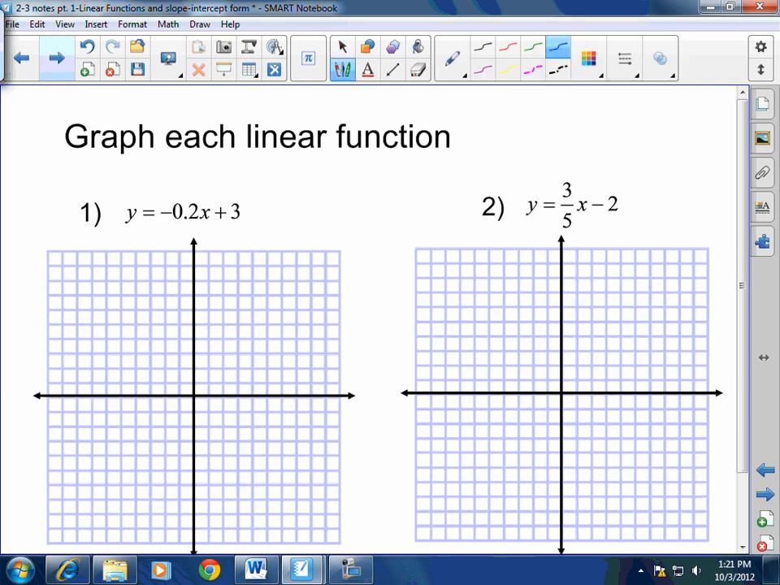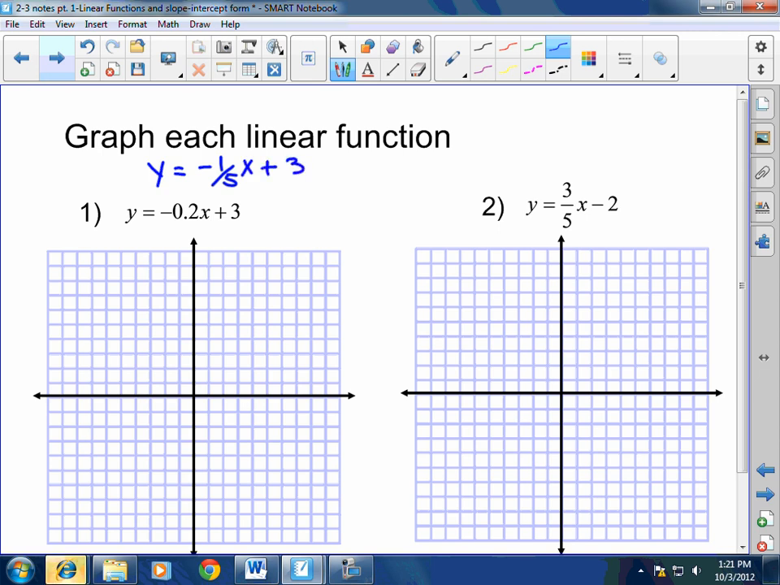Okay, now in this case, this is quite funny. You have negative 0.2. Can I work with 0.2 as a slope? No, how would you get a rise or a run with that? What can I convert that to? So what would the fraction be? Negative 1/5 or 2/10, which you reduce to 1/5.